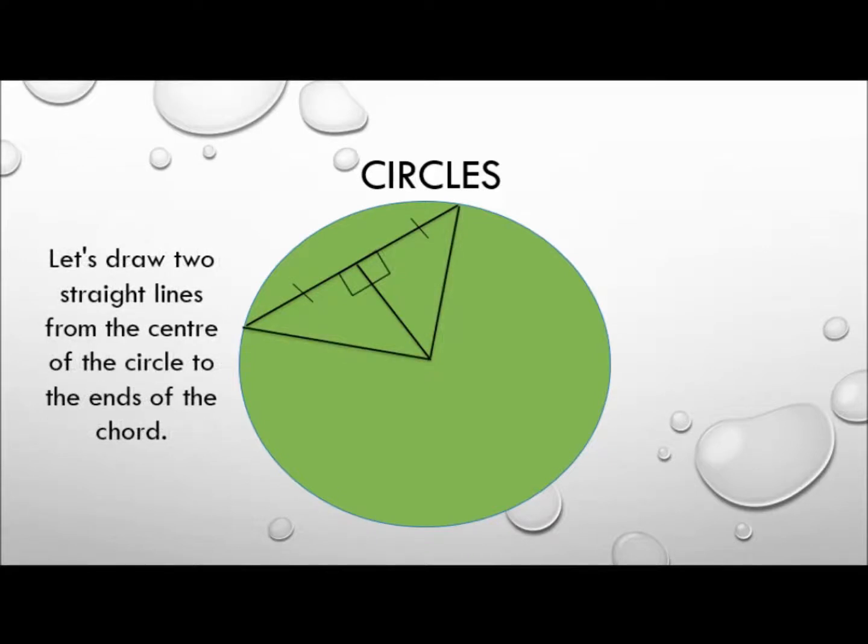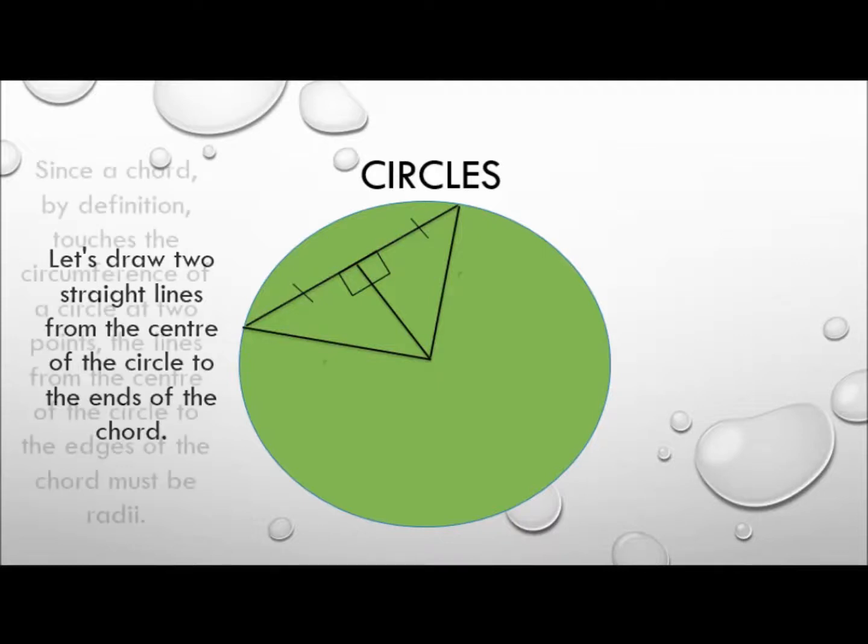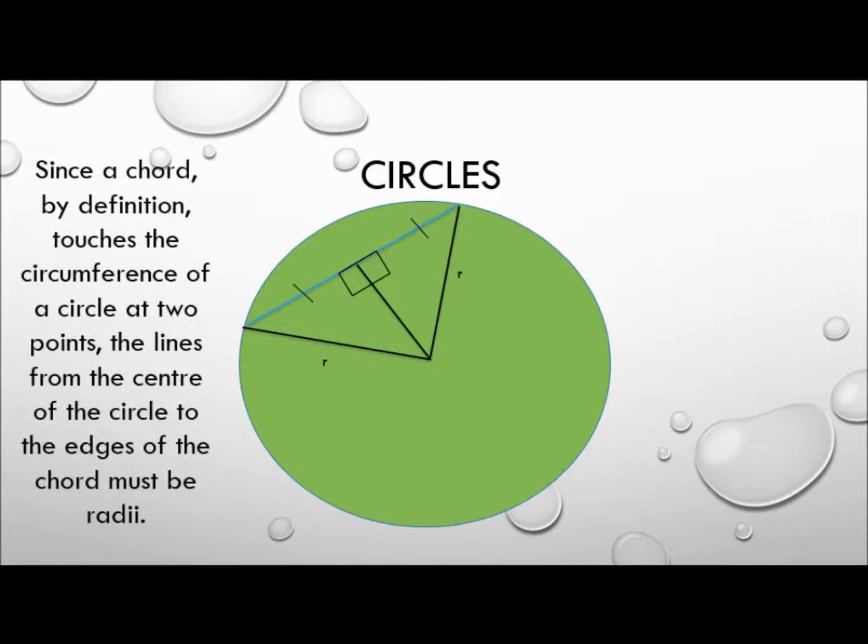Let's try and prove that by drawing two straight lines from the centre of the circle to the ends of the chord. And we all know what those two straight lines are. Since by definition a chord touches the circumference of a circle at 2 points, the lines from the centre of the circle to the edges of the chord must be the radii of the circle.